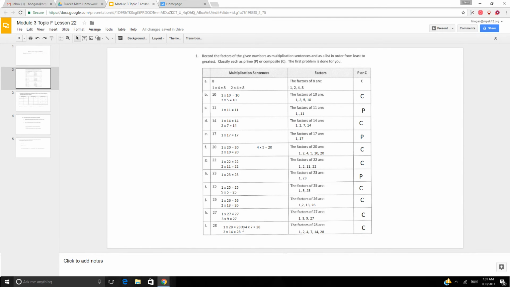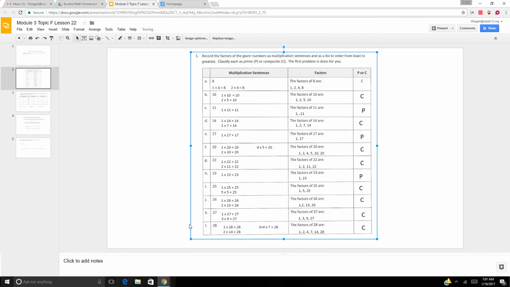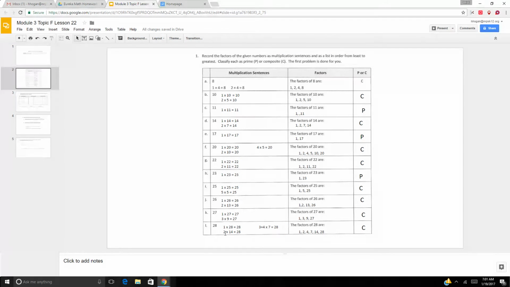28. 1 times 28 is 28. Move this over. It's an even number, so I know that it's going to be 2. So 2 times 14 is 28. Uh-oh, what is this about? What did I do? There's no 3. And 4 times 7 is 28. So the factors are 1, 2, 4, 7, 14, and 28.